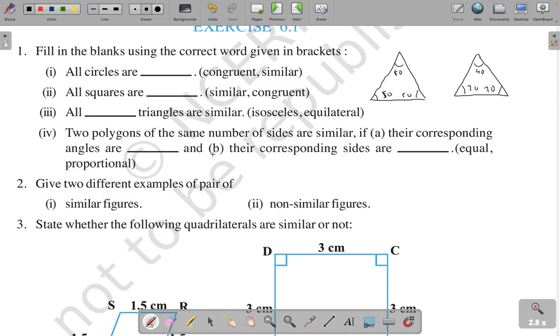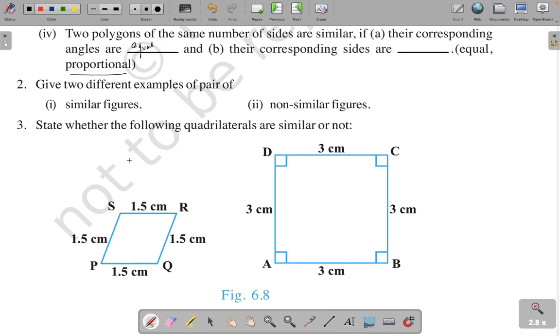Two polygons of the same number of sides are similar if their corresponding angles are what? The corresponding angles should be equal. So this is the first criteria. And sides should be proportional. Right. Okay, fine. Give two different examples of pairs of similar figures.